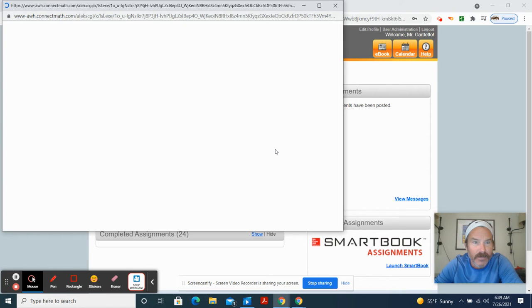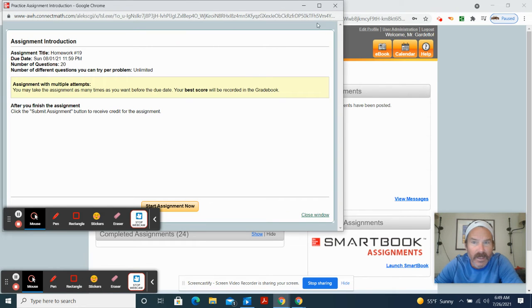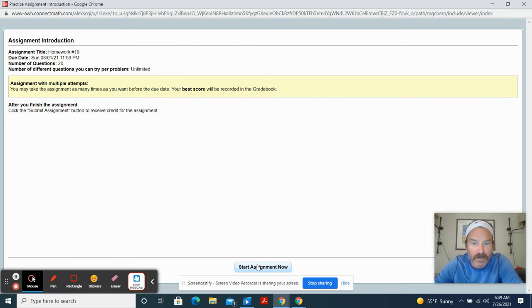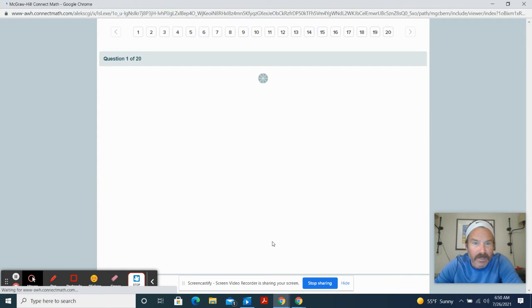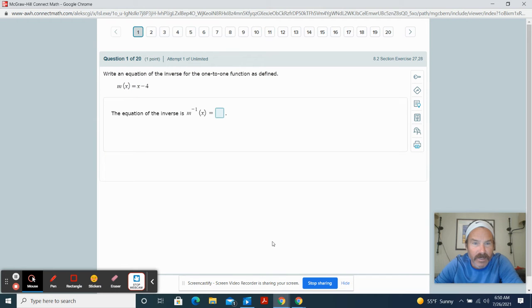Let me preview the assignment here and show you what you're going to be seeing. A little new notation that you haven't seen before. It's going to look like an exponent, but not really be an exponent. It's called an inverse. This right here is a function.